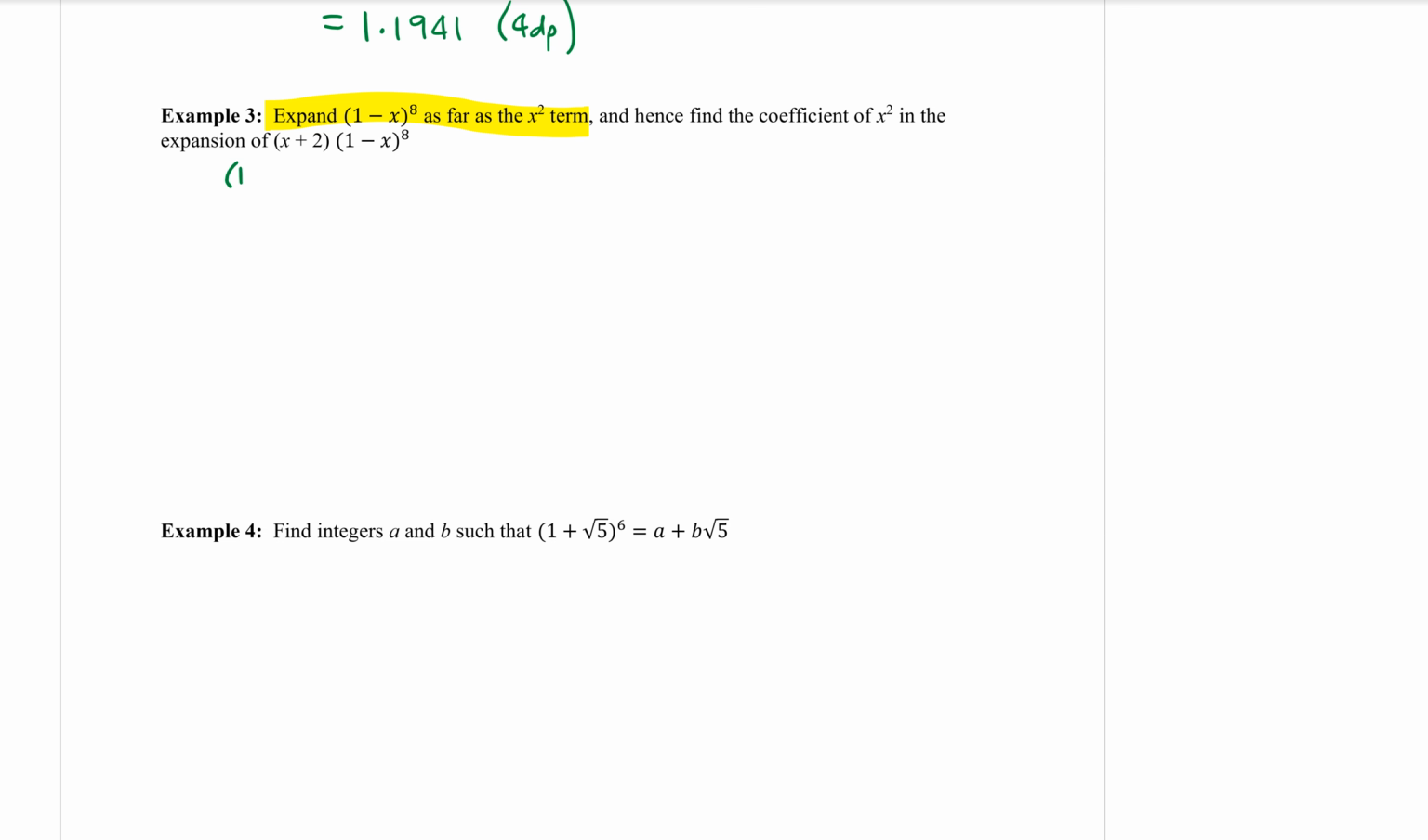1 minus x to the power of 8. We don't want the full expansion, just to the x squared. So using the 9th row of Pascal's triangle, the first coefficient is 1, second coefficient is 8, and that we would need to put a negative x in our bracket for the first one.